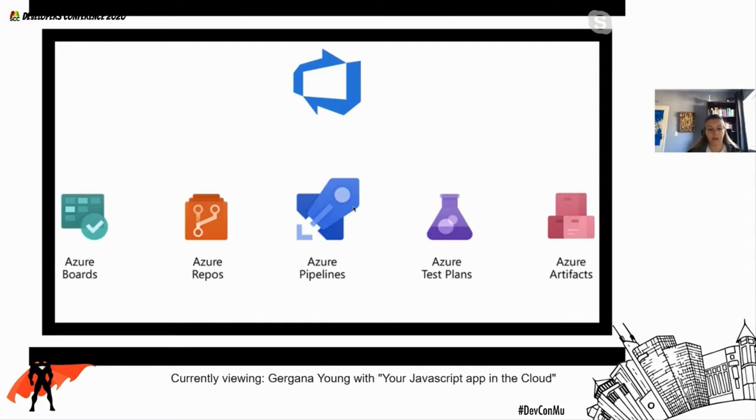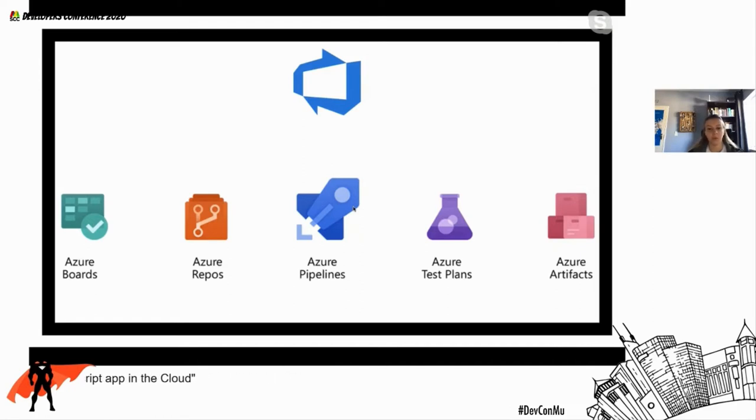There is a range of services that you could use. Azure Boards, which is used to plan and track and prioritize working projects, Azure Repos, which is a Git repository where you can store your code. Azure Pipelines is what we're actually going to be using today to build pipelines to get your application building and deploying. Azure Test Plans provides us with manual and automated testing tools for our code, and Azure Artifacts for hosting packages and creating and sharing them.